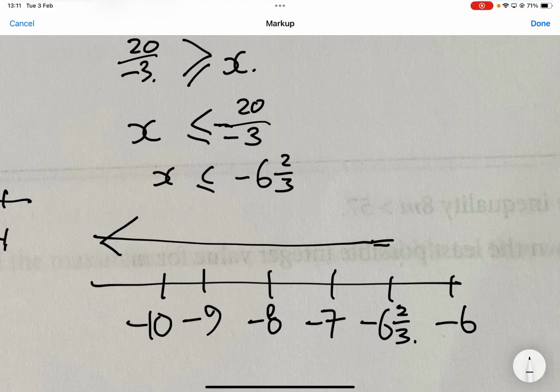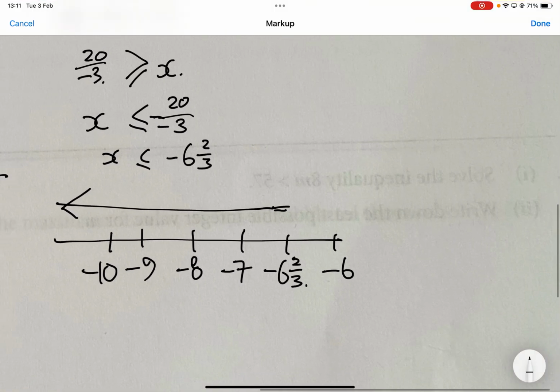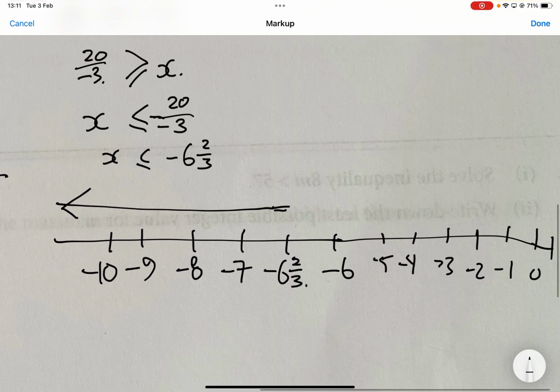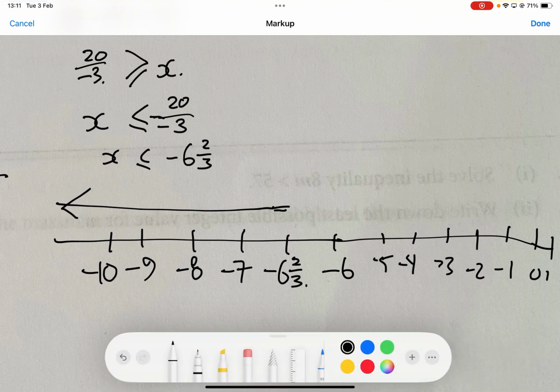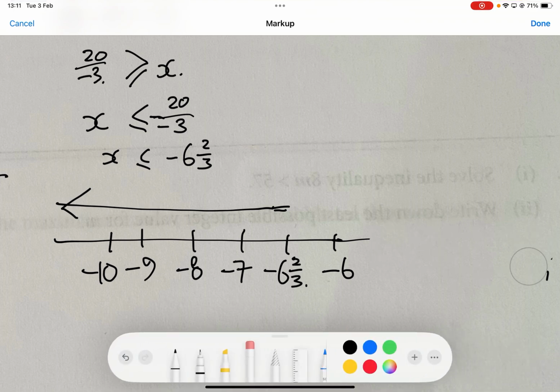If I continue bigger, then it will become negative 5, negative 4, negative 3, negative 2, negative 1, finally 0, and then 1, 2, 3, 4 towards the right. But we don't need to write so many numbers inside. You just put 1 or 2 numbers to the left and to the right, that can already.